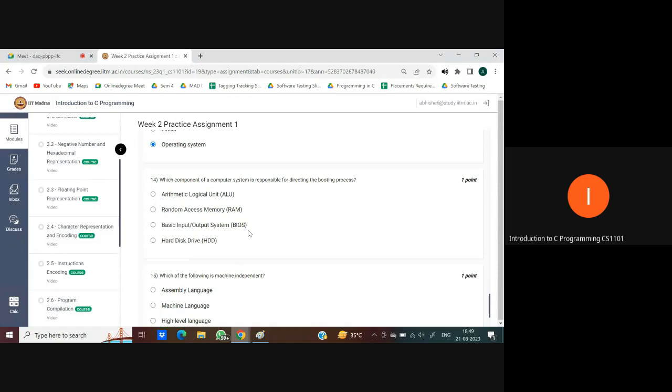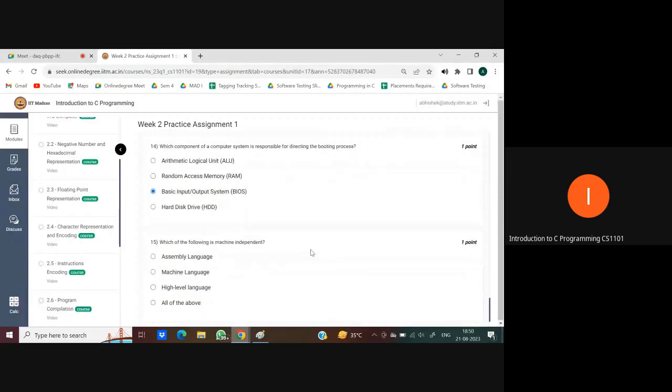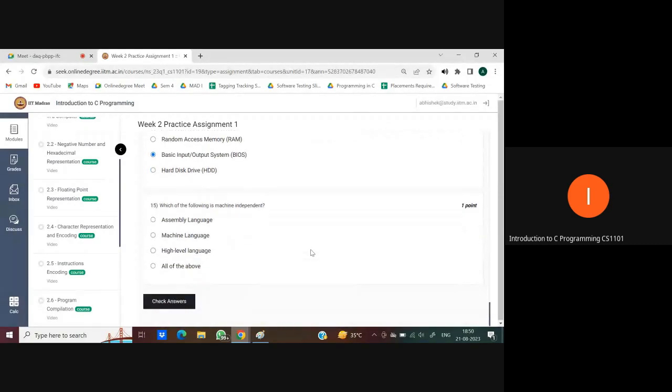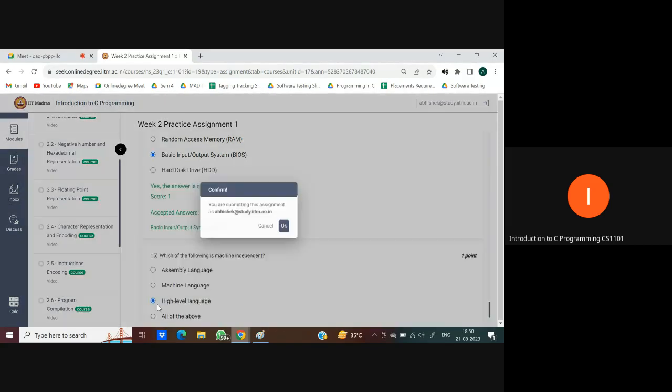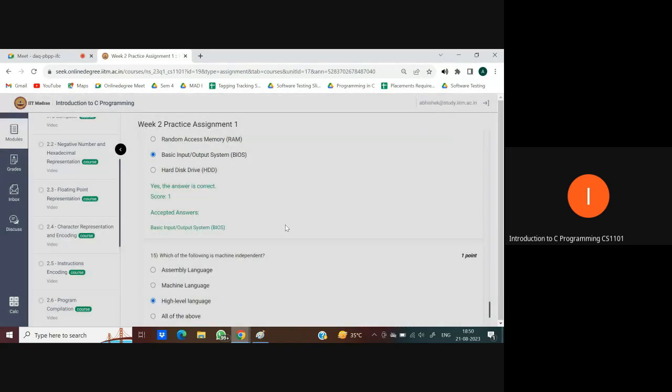Which component of a computer system is responsible for directing the booting process? BIOS. This is directly being taken from the lectures again. So yeah, the BIOS, basic input-output system. And which of the following is machine independent? High level language. Exactly, high-level language. So the C program that I'll write on my machine can also work on your machine. Right? So click on check answer and OK.